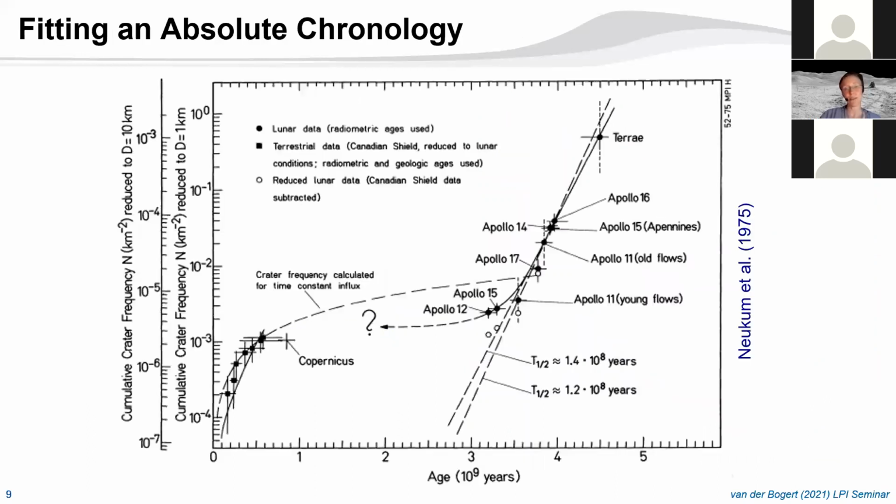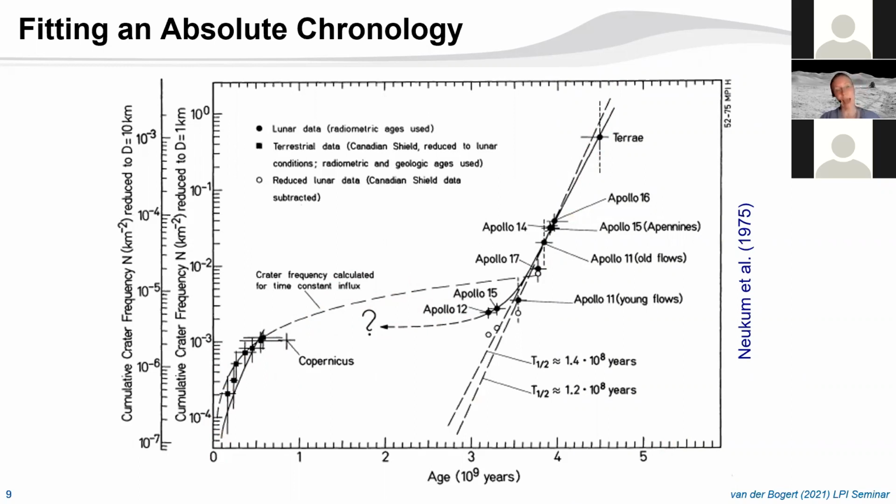I wanted to show this figure from Neukum et al. 1975 because it shows the thought process that was going on in trying to fit this data set. You can see that he was thinking, okay, the crater frequency here is constant, a time-constant influx of impactors. Here, yeah, okay, it's a steep decline. What happens in the middle? Okay, this is obviously a really important question mark, and hopefully will be partially, if not completely, solved by Chang'e 5 samples. And I'll say a little bit more about that in a few minutes.